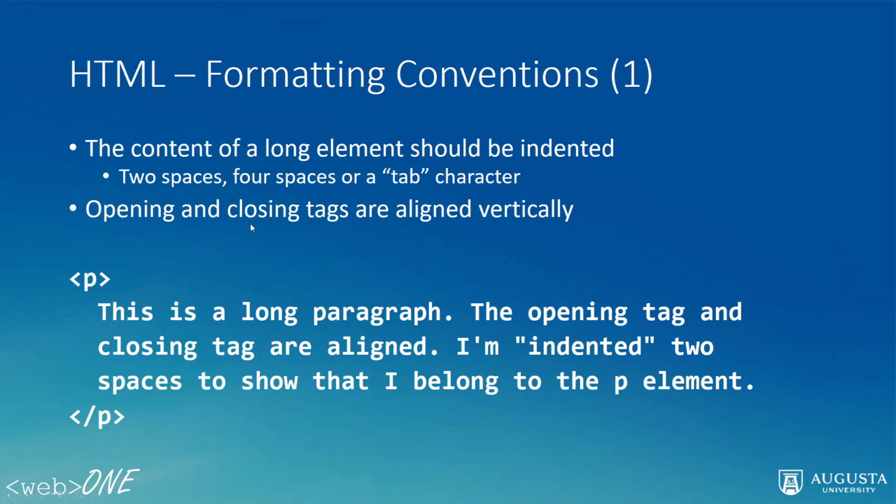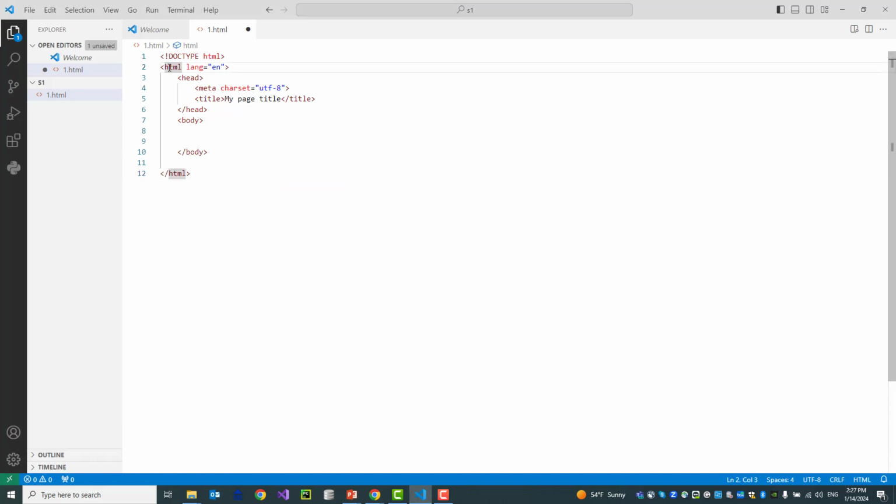Opening and closing tags are aligned vertically for an element with long content. As you see here, this is the opening tag and this is the closing tag. Probably you notice that sometimes I say opening tag and closing tag. Those are equivalent terms to start tag and end tag. So opening tag, closing tag, start tag, end tag. Those are the same.